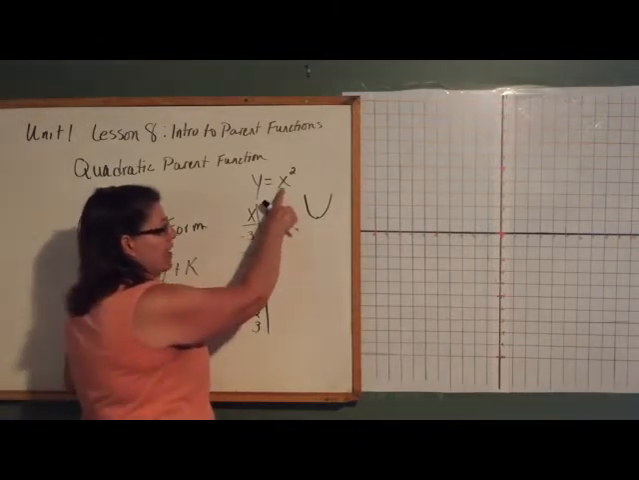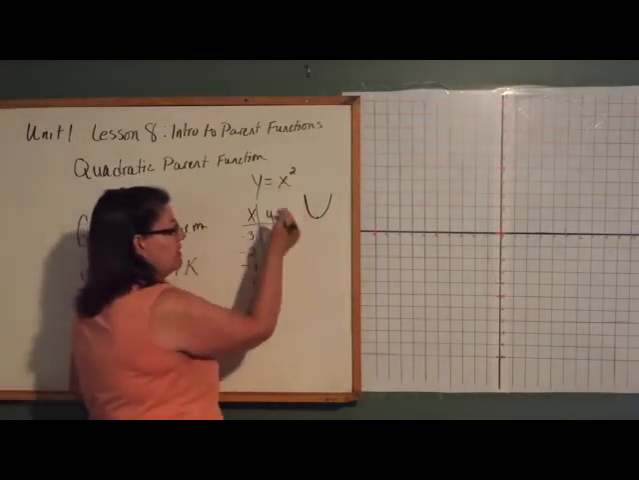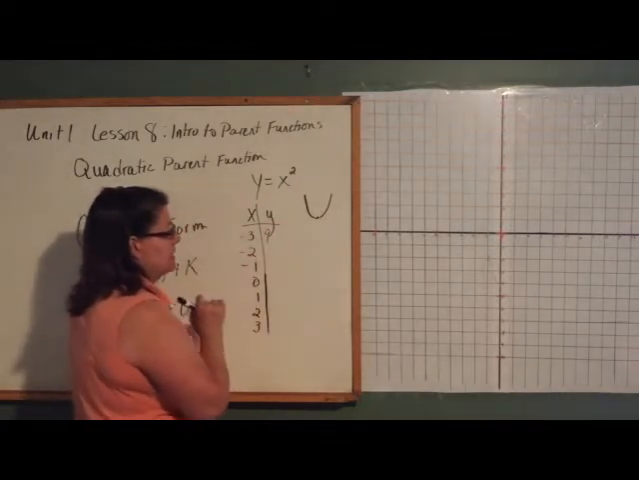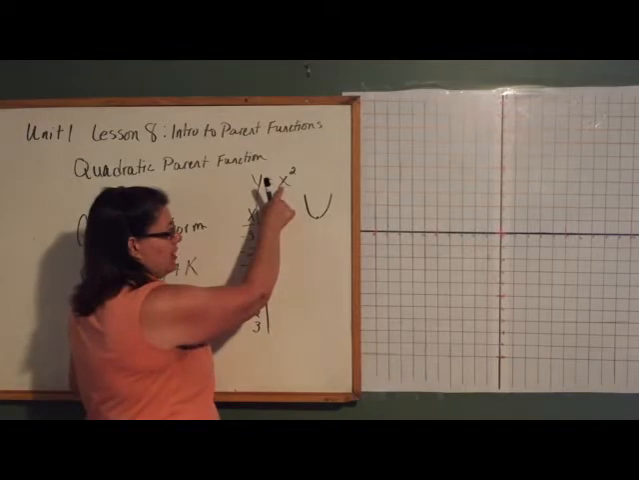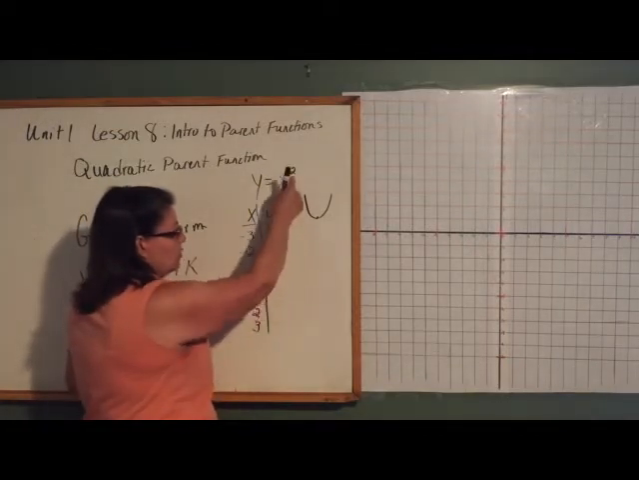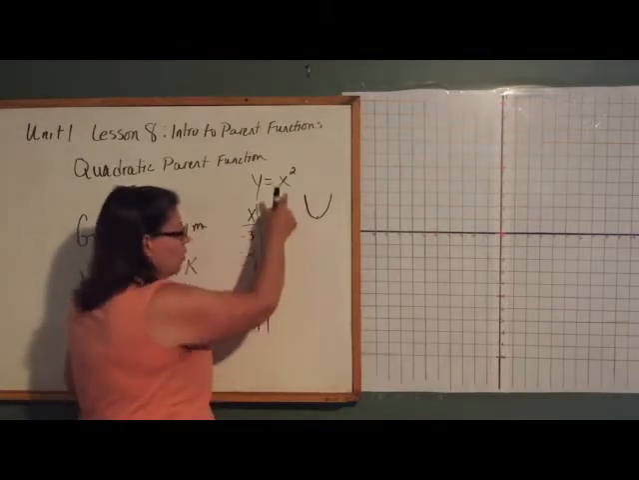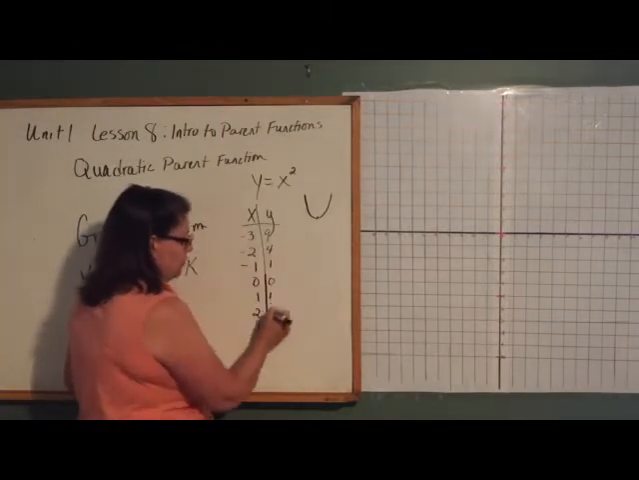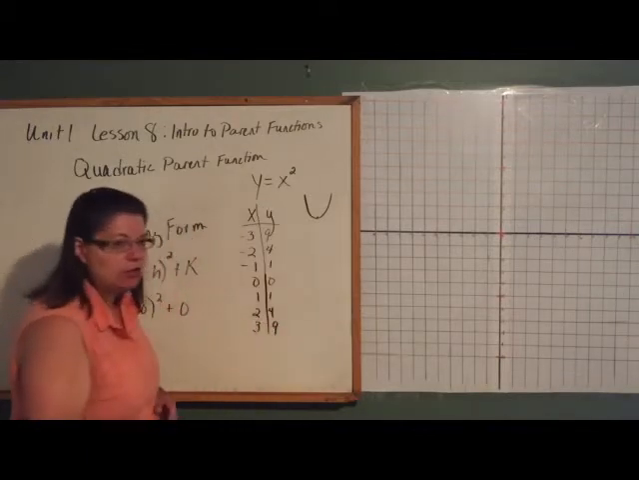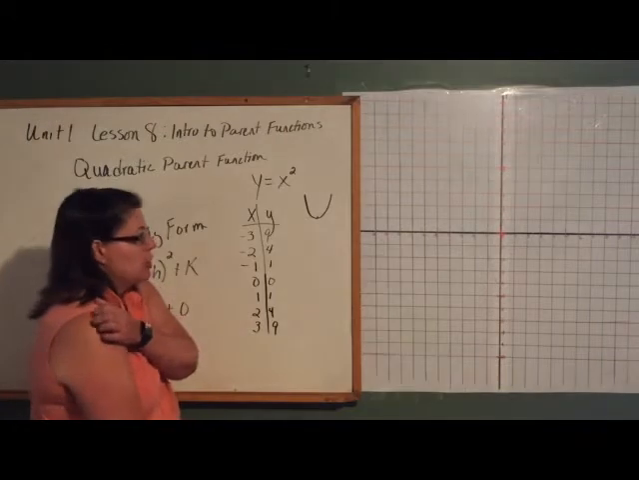-3 goes in for x. Well, -3 squared is positive 9. So that gives me the ordered pair -3, 9. -2 goes in for x. -2 squared is 4. -1 squared is 1. 0 squared is 0. 1 squared is 1. 2 squared is 4. 3 squared is 9. That shouldn't be new. That should be old information that you already know how to do.